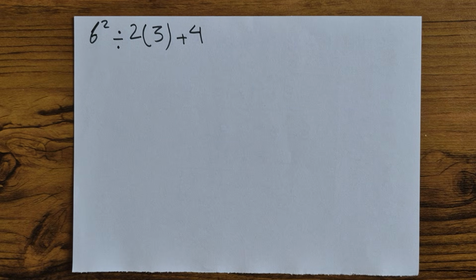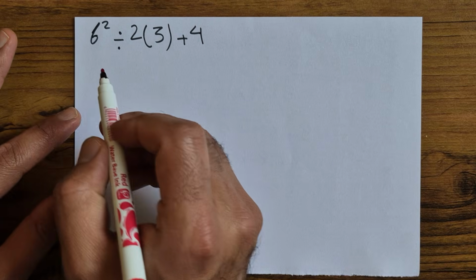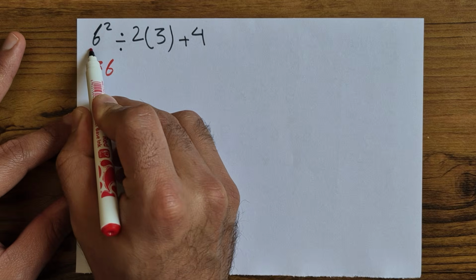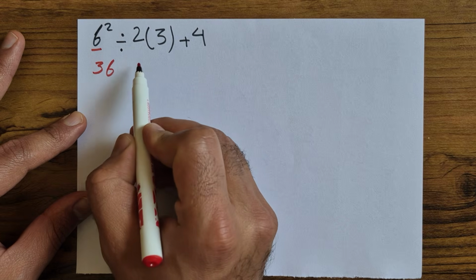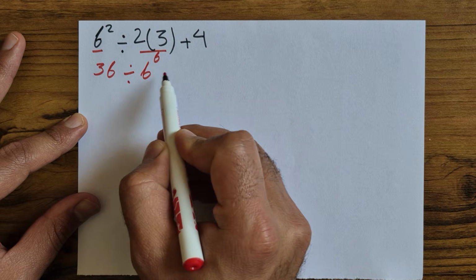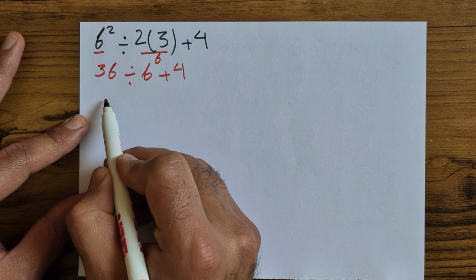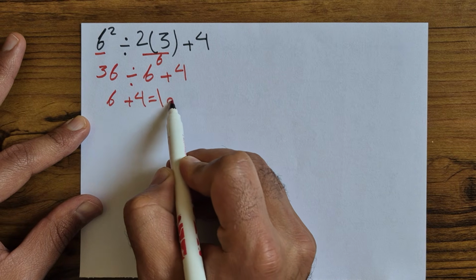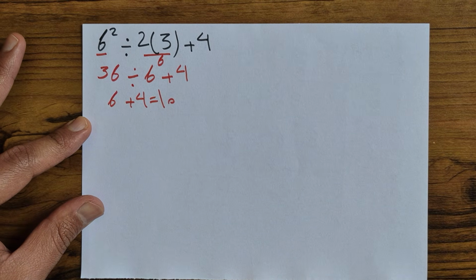Can you solve this problem? Pause the video and think about it. A lot of students say, so 6 squared is 36, right? And then divided by 2 times 3, which is 6. So divided by 6 plus 4. So 36 divided by 6 gives us 6 plus 4, 10. They would proudly write 10, but no way, it's impossible.